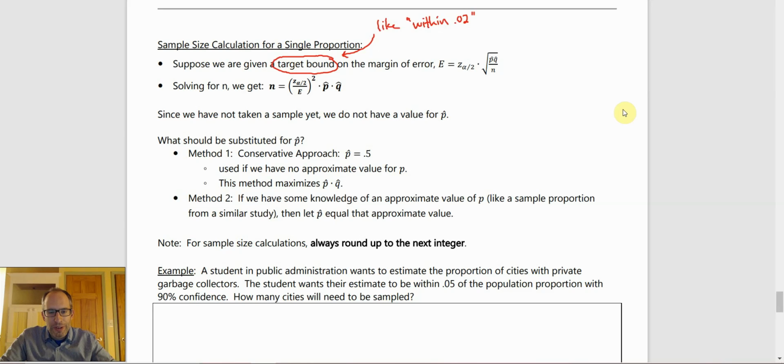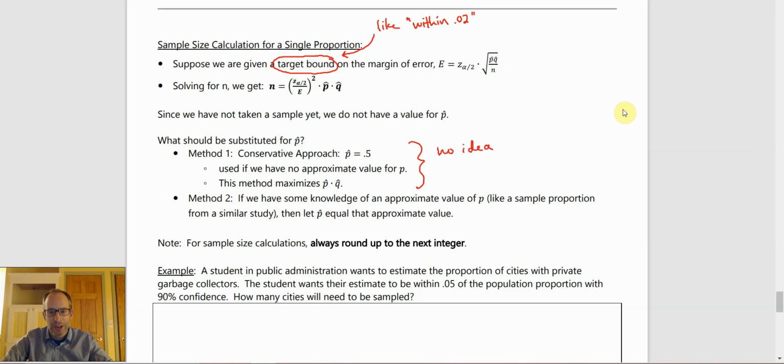However, then you think, well, if we don't have the sample size yet, then we haven't taken the sample, so how do we have a sample proportion? We don't. We have to put a value in there, and we don't have the sample proportion yet. There are two options. So this one is if you have no idea about what p might be, right? No ballpark estimate whatsoever.